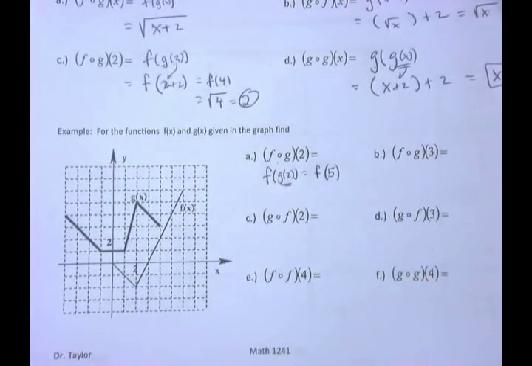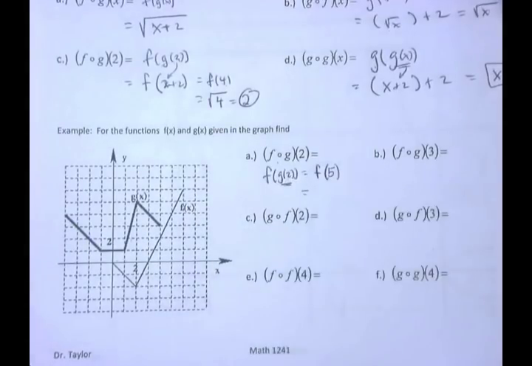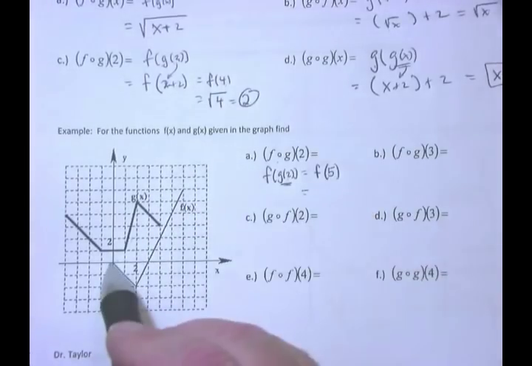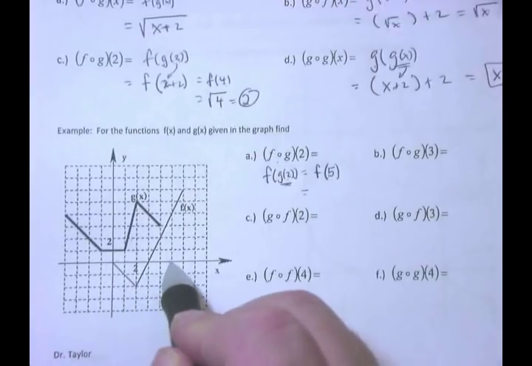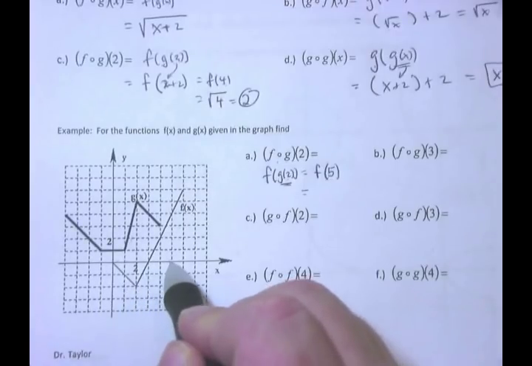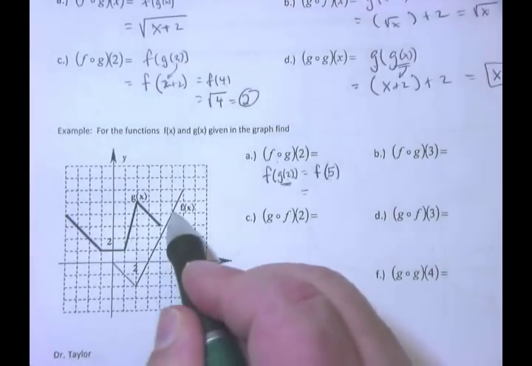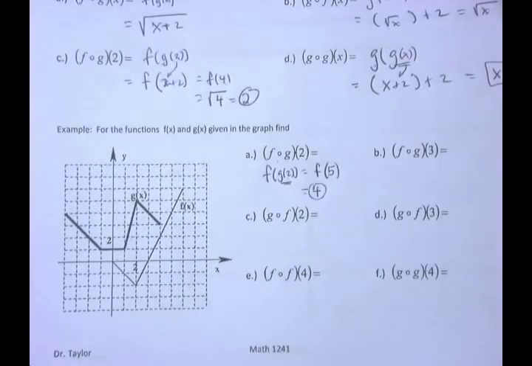So f of g of 2 is the same thing as f of 5, because g of 2 equals 5. And now you just got to go find what f of 5 is. Here's my f function. The x coordinate now is 5. Here's 0, 1, 2, 3, 4, 5. There's 5. And remember, the functional value is the y coordinate, so let's figure out the y at 5. 1, 2, 3, 4. So the answer is 4. Does that make sense? All right?